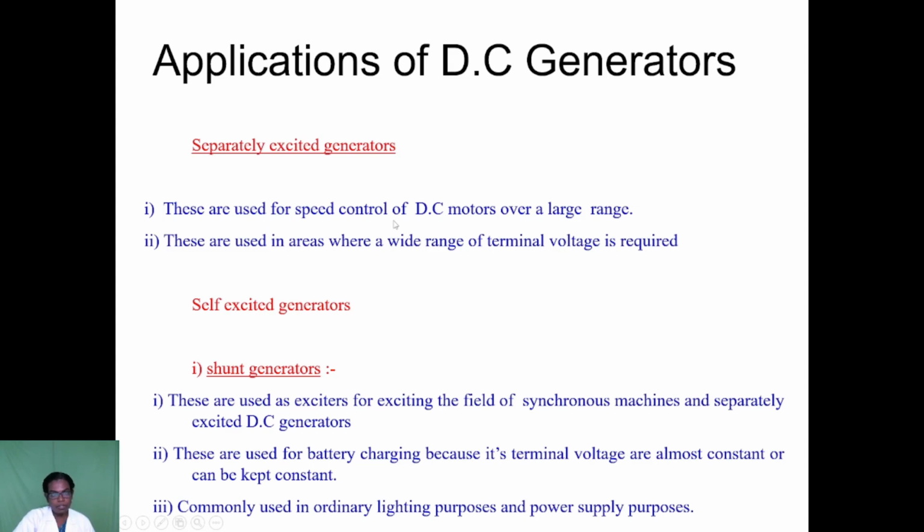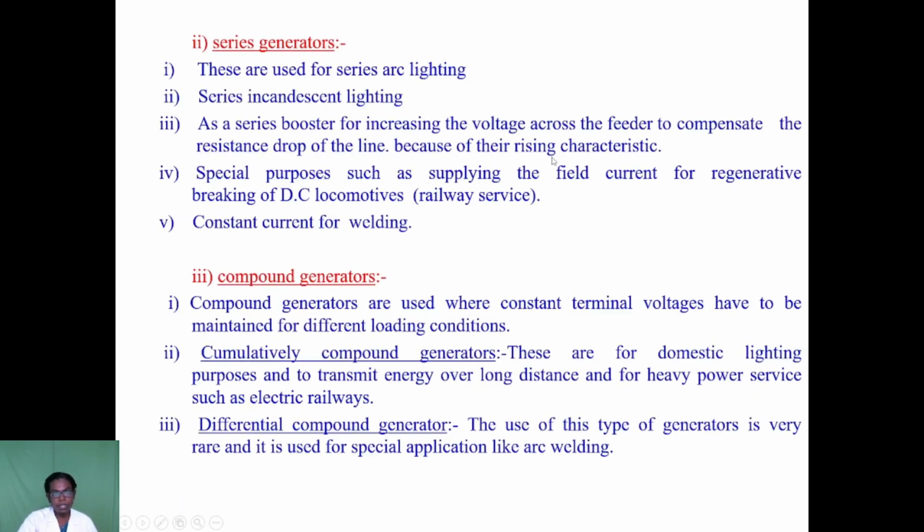over a long range. These are used in areas where a wide range of terminal voltage is required. And for the self-excited generator, the self-excited shunt generator is used in excited synchronized machines and separately excited AC generators. For battery charging, ordinary lighting and power supply purposes, we use the shunt generator. For the series generator, arc lighting and series incandescent lighting. Then constant current for welding purpose, the series generator is used.